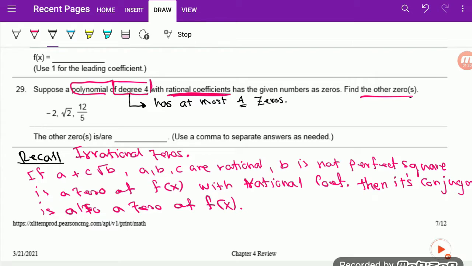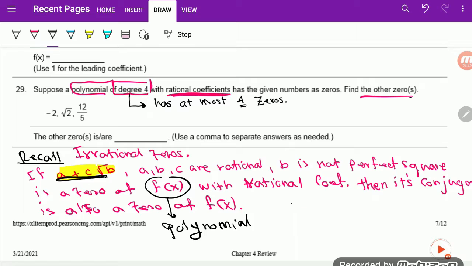And recall the irrational zeros. If a plus c radical b, where a, b, c are rational and b is not a perfect square, is a zero of f of x, where f of x is a polynomial. So suppose we are given this as a zero of the polynomial, and a, b, c are rational numbers, and b is not a perfect square.